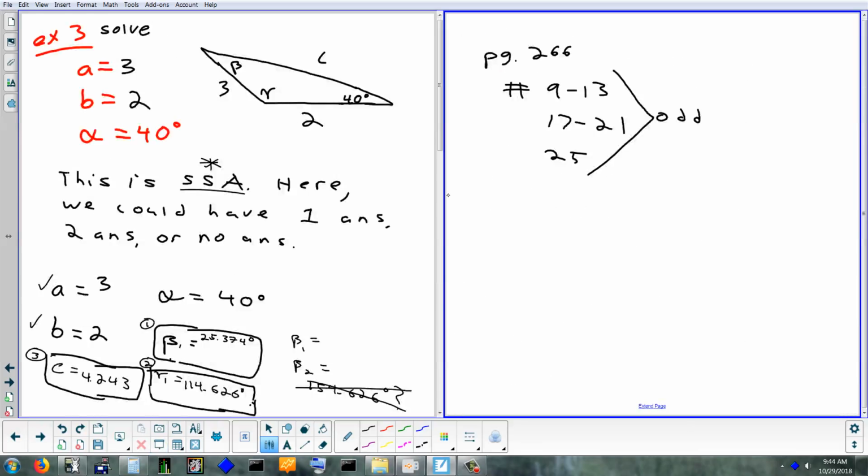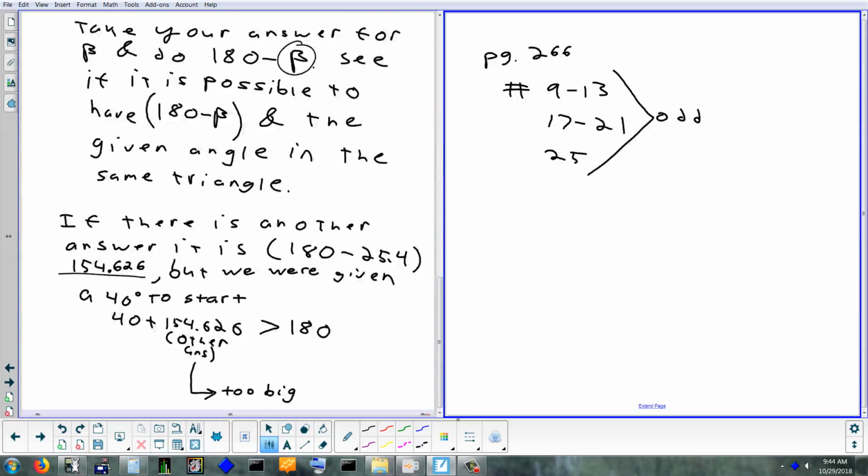All right, so homework. This week, we're back in the book. I don't have any handouts this week until the review day. I'll have a handout for that. The homework tonight is on page 266, and it's all odds: 9 through 13, 17 through 21, and 25.